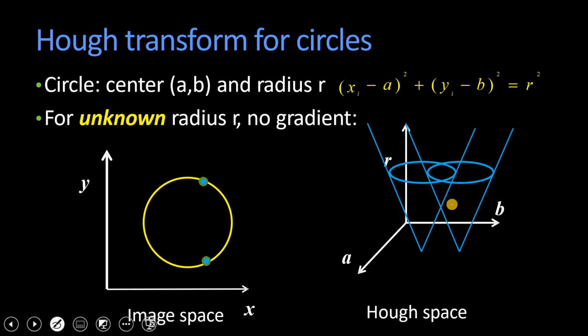When the circle size is not known, the radius is not known, that is more involved, that is a tougher theory. We will not go into that one for now.